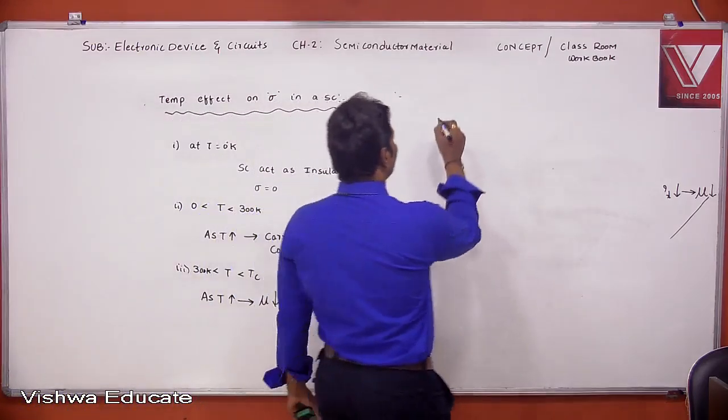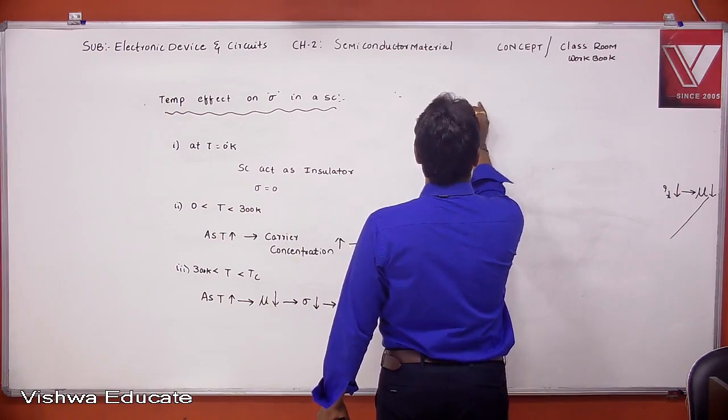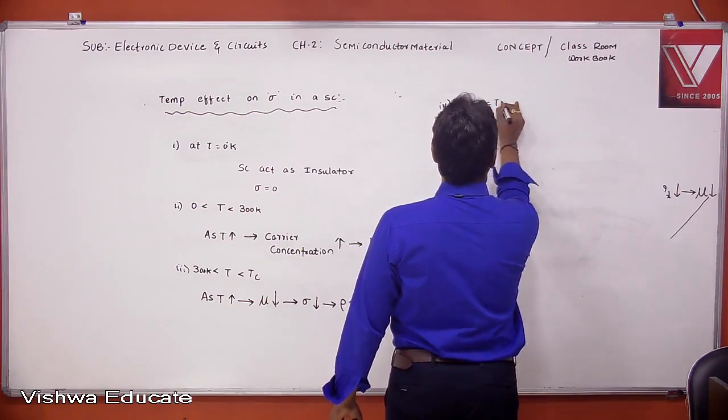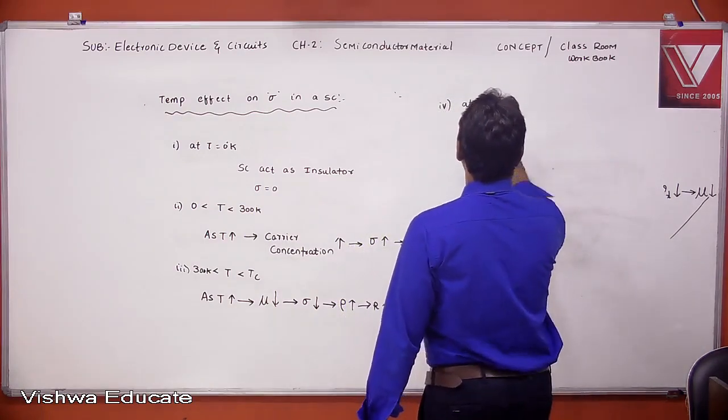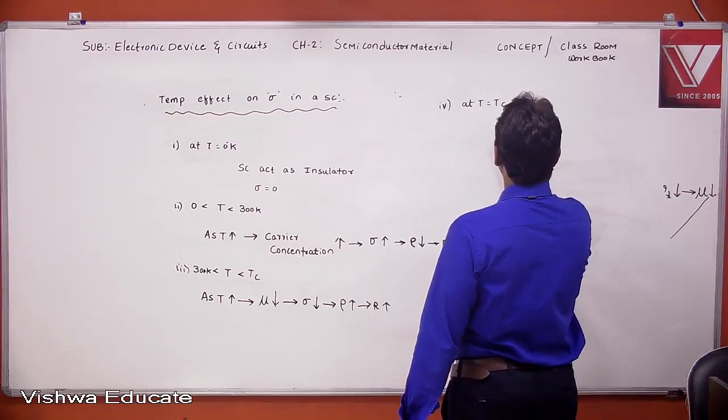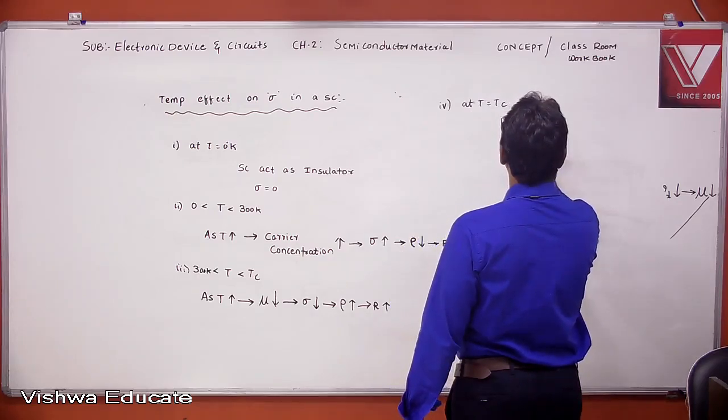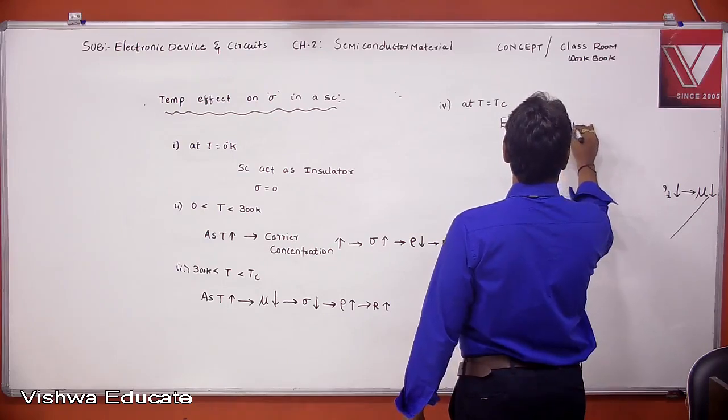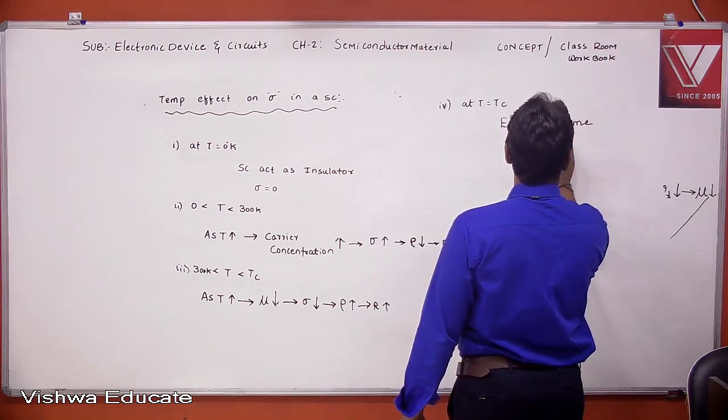Now in the fourth case, at T equal to Tc, what happened? At temperature equal to critical temperature, the extrinsic semiconductor becomes an intrinsic semiconductor.